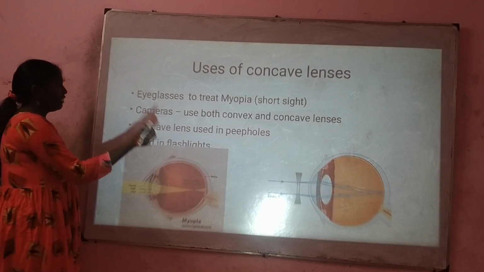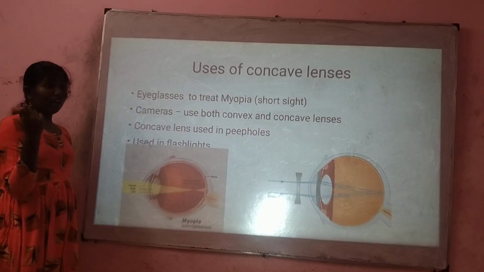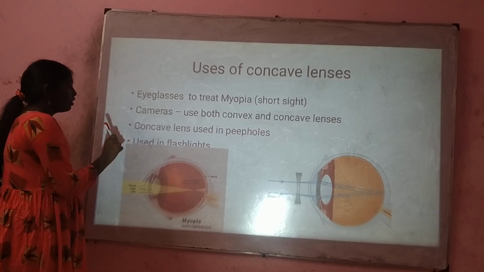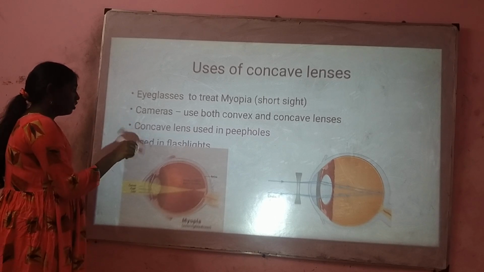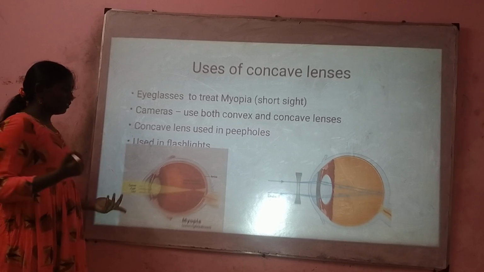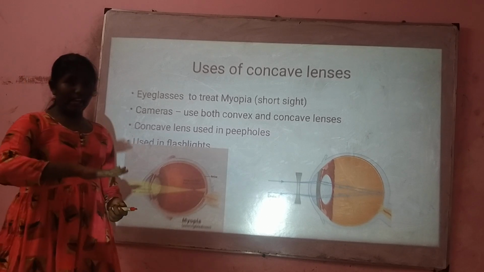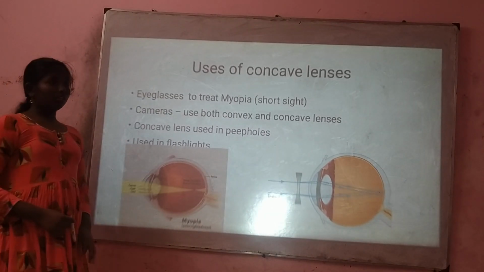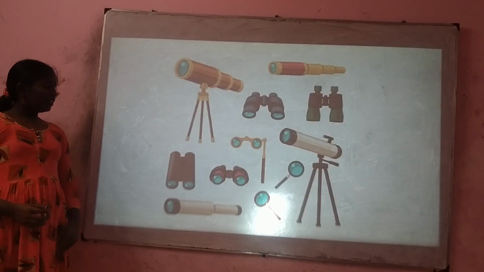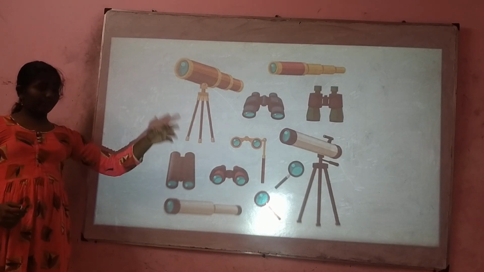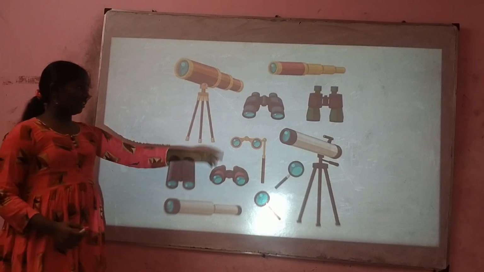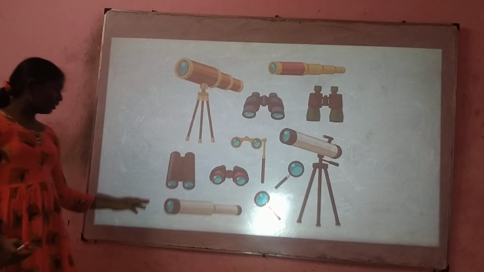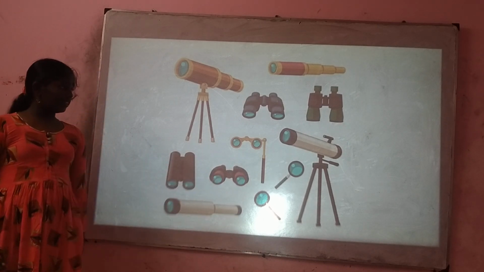Uses of concave lenses: eyeglasses to treat myopia, or short sight. Cameras use both convex and concave. A concave lens is used in a peephole. It is also used in a flashlight because it diverges the light and gives us a wide view. These are a few examples of where lenses are used: binoculars, telescopes, old-fashioned glasses and magnifying glasses.